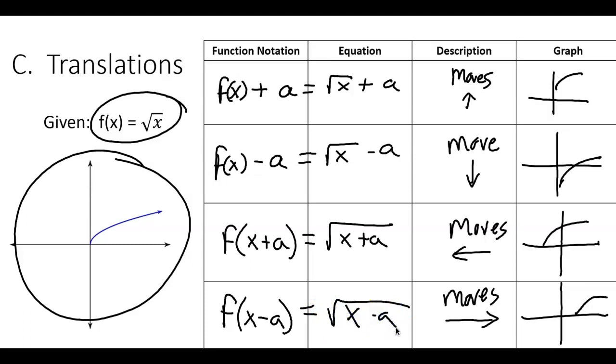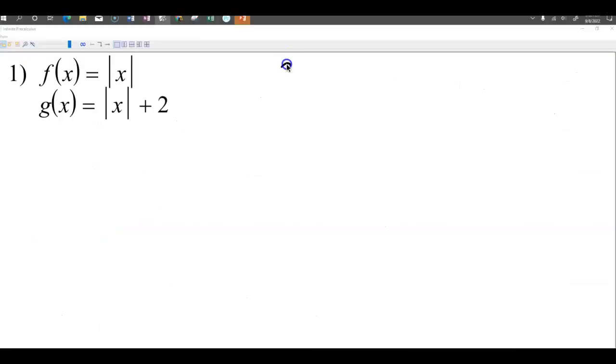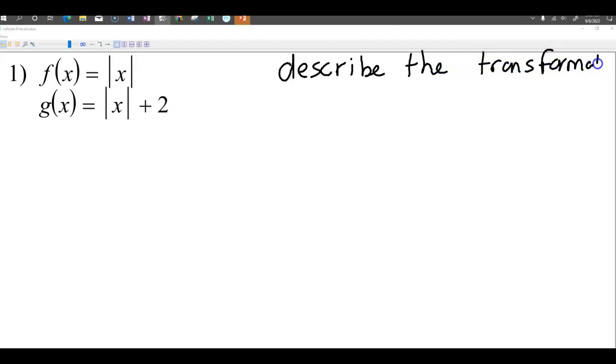So I'll leave that up there for a few moments until I see some hands stop writing, and then we'll move on to practice some of the stuff. So here's our directions. Describe the transformation from F to G.